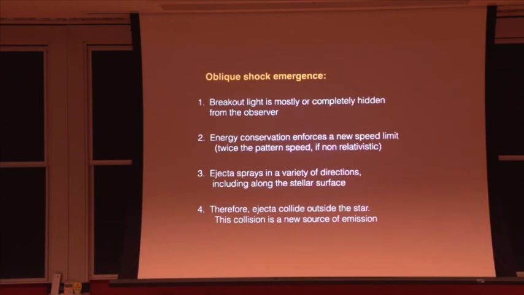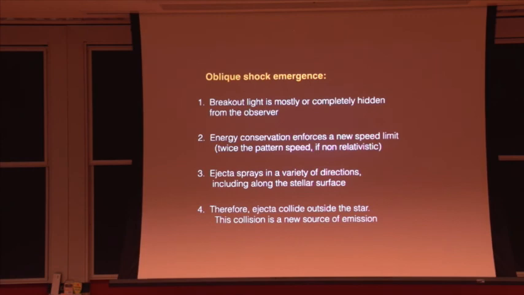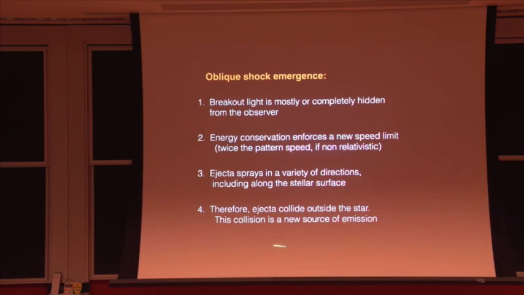So this has a few interesting implications. One is that this flow, if it develops, is optically thick, and you don't get to see the stellar surface. And so you actually remove that portion of the breakout light from being seen by the observer. Secondly, this energy conservation prevents the acceleration of material to, for instance, relativistic speeds. You don't get the relativistic shock ejection because there's a new speed limit, which is twice the pattern speed of the material traveling around the star, if that's non-relativistic. And you get ejecta spraying off in all directions, which can change the early light curves of supernovae when you're looking into that material. And you get collisions outside the star, which then become a new source for X-ray emission, possibly a source for the X-ray excess that you saw in the 2006 event.